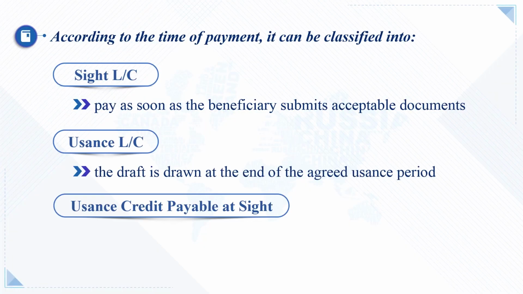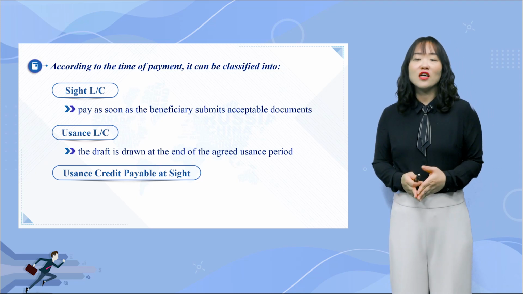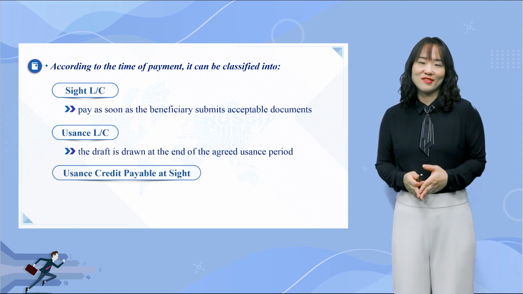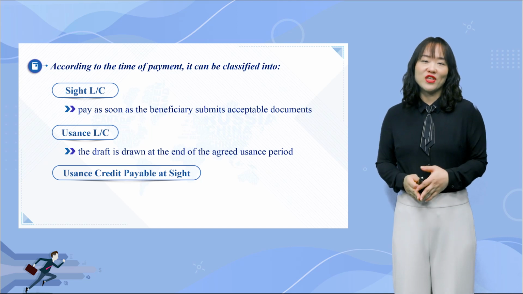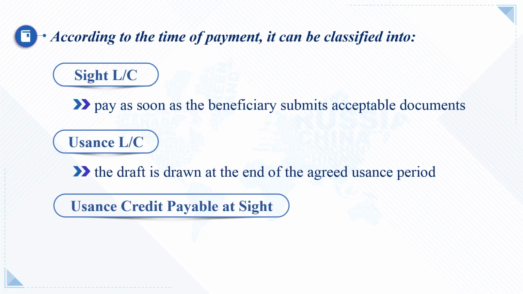Usance LC, or deferred payment LC, is where the draft is drawn on the issuing or corresponding bank at the end of the agreed usance period. The bank may receive the documents early upon completion of shipment of goods, but the payment is processed only after the usance period is over. This gives a grace period to the buyer, who can make the payment after a certain period of time from when he receives the goods.